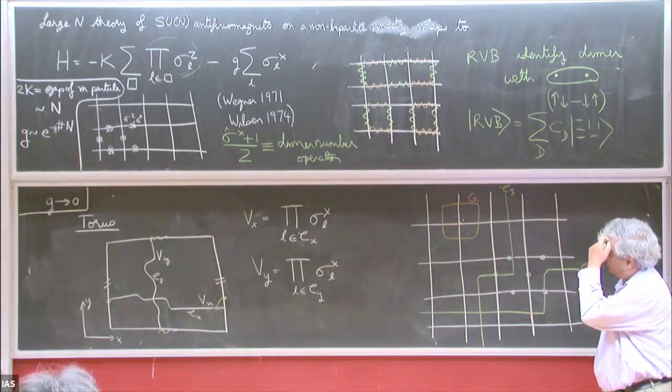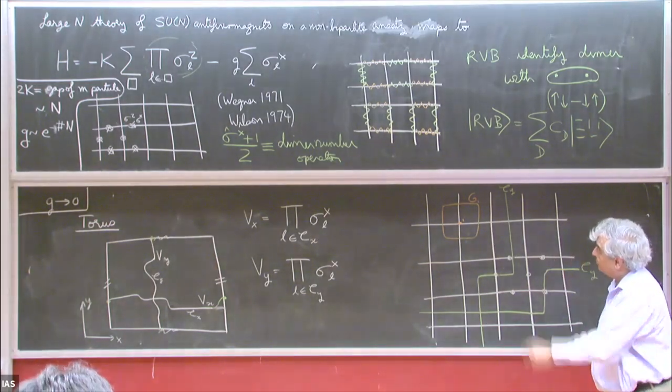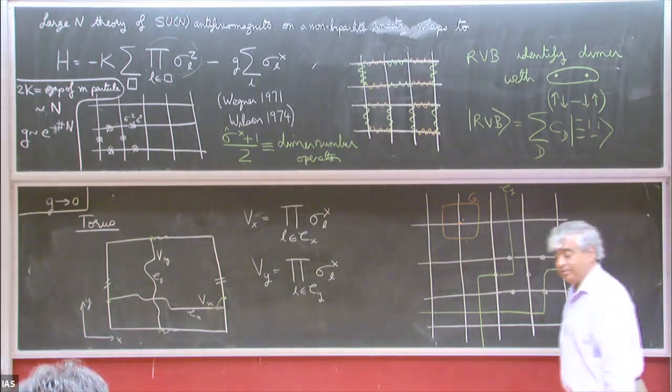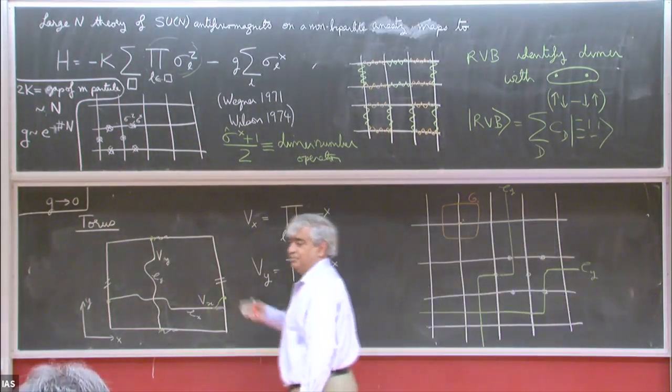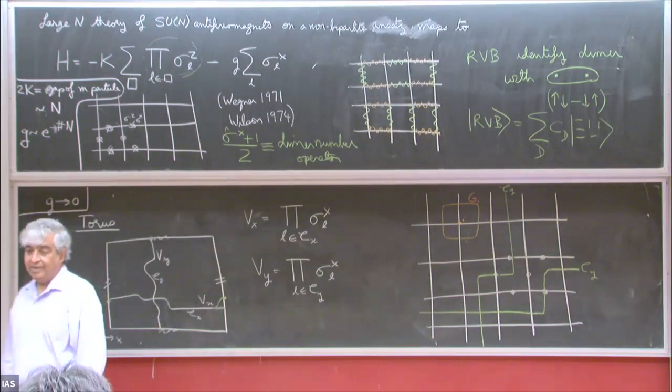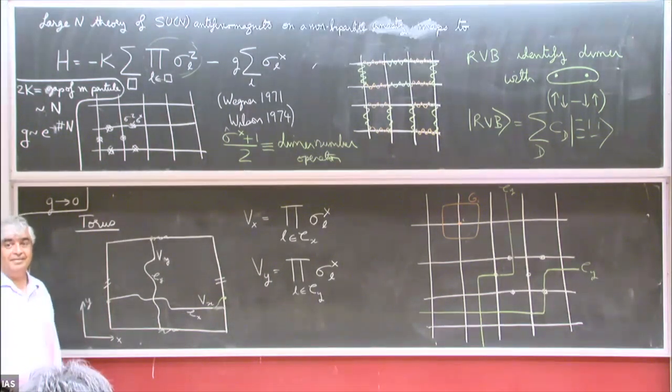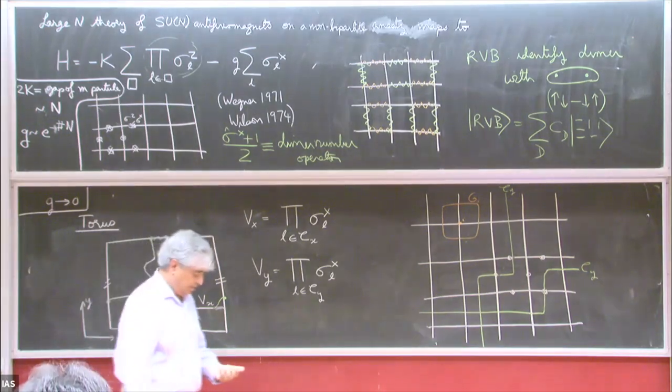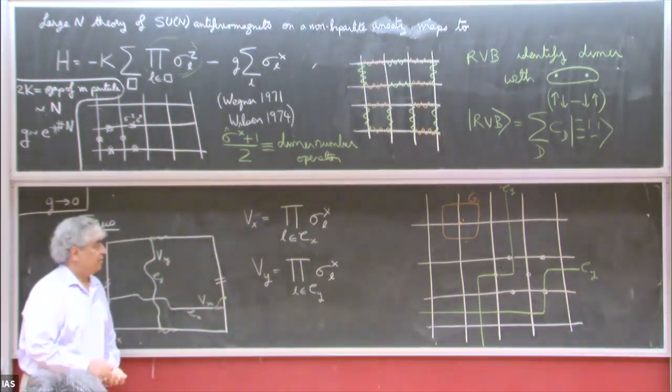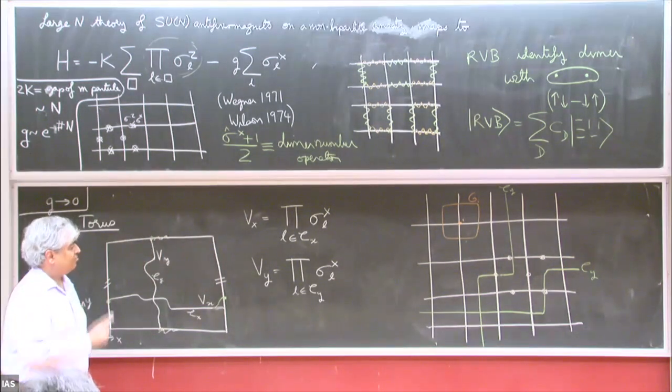And so you can ask, the ground state that you're putting on the torus should also be an eigenstate of Vx and Vy. And what are the eigenvalues and what are different states which are eigenstates of Vx and Vy? All right, so from this now you can, before I get there.